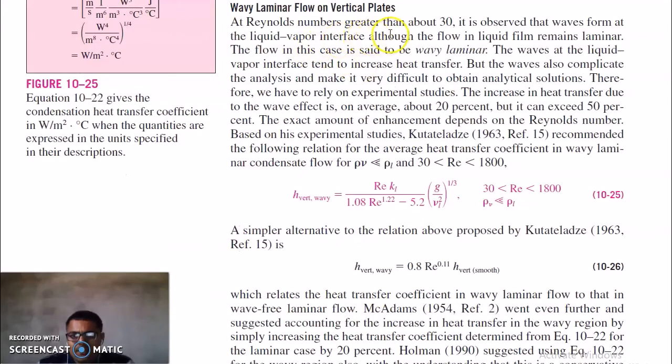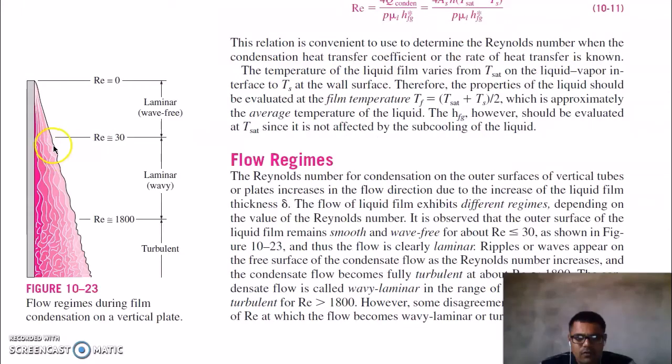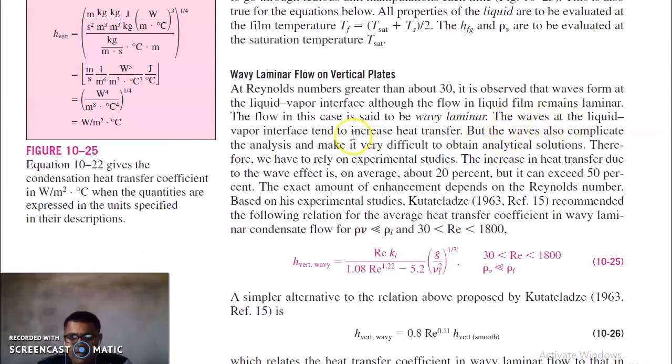At Reynolds number greater than 30, it is observed that waves form at the liquid-vapor interface and the flow is wavy laminar. So above Reynolds number 30, it is wavy laminar. Waves at the liquid-vapor interface increase heat transfer, but the waves also complicate the analysis, so there are only experimental studies. There is a relation developed for vertical wavy laminar flow, which is a function of Reynolds number, gravity and viscosity of the liquid. In this case, we have neglected the density of vapor for this range of Reynolds number.